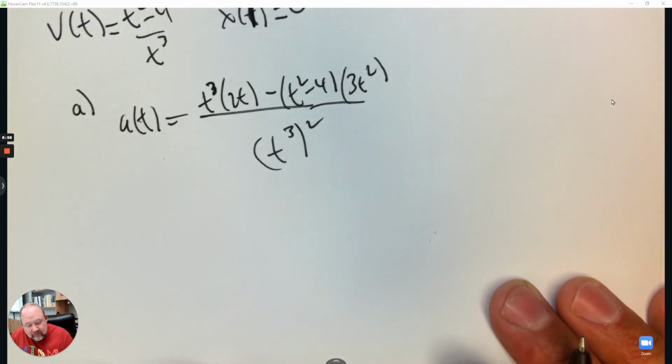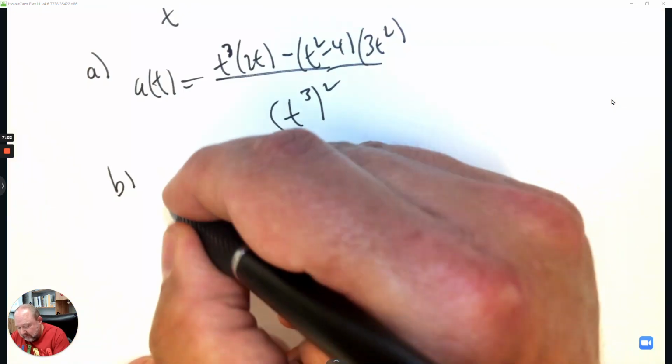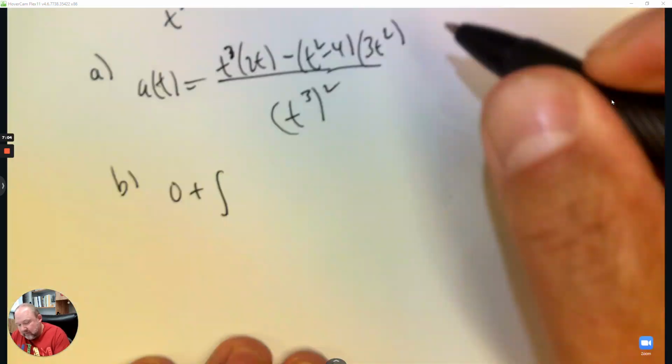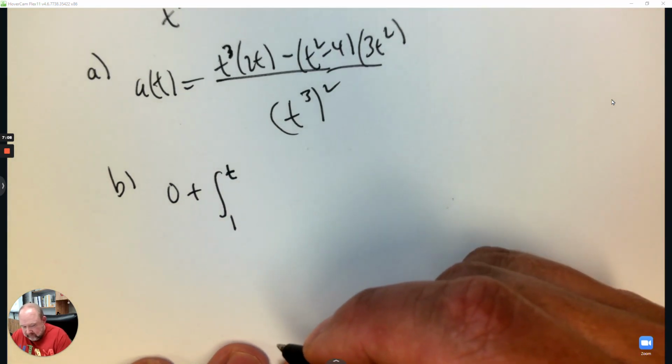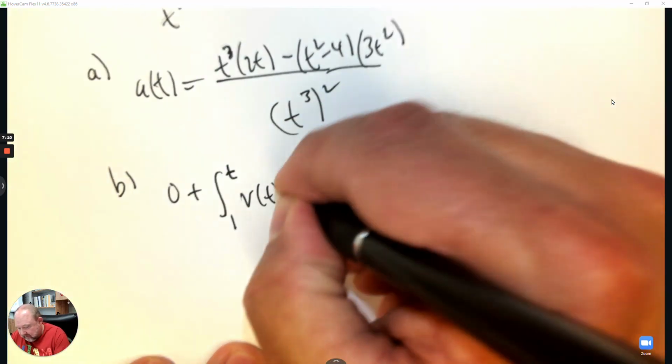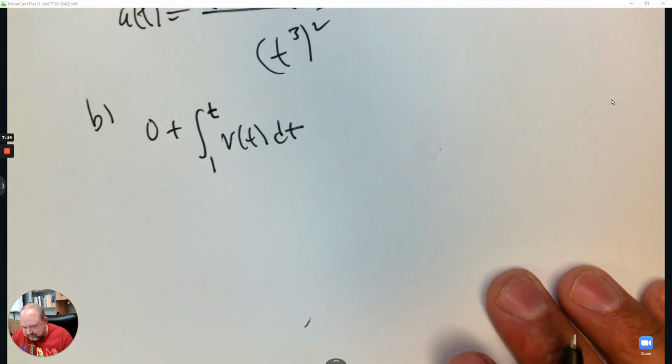I'll write an expression for the position of the particle at any time. So the position at any time, the starting position is 0, and we would integrate from 1 to whatever time we needed, and we'd integrate the velocity for that. And that would give me the position at any time.